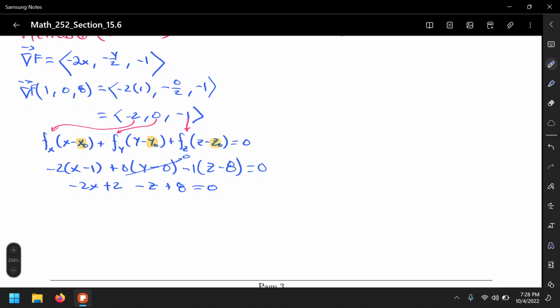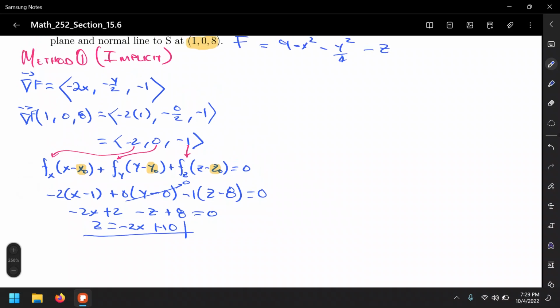So, let's see. Negative 2x, and that's 8 plus 2 equals 10, equals z. So that's the equation of the plane: z equals negative 2x plus 10. And the reason I'm doing it this way is so when I do it the other way, the second method, that is using the explicit function, you can see how the result will be exactly the same.